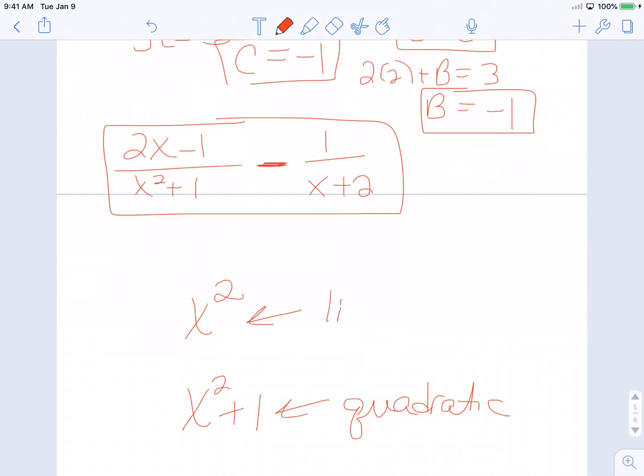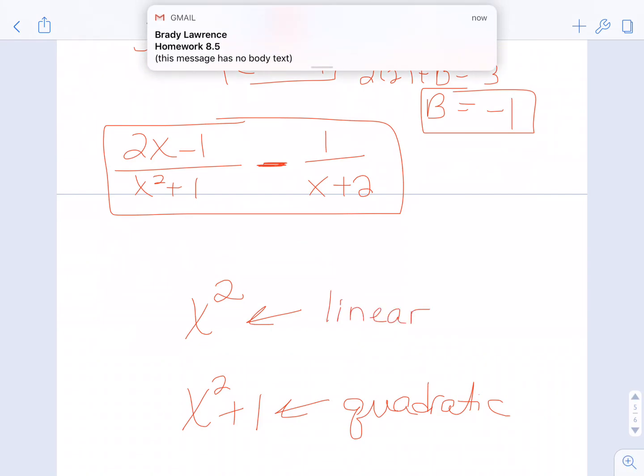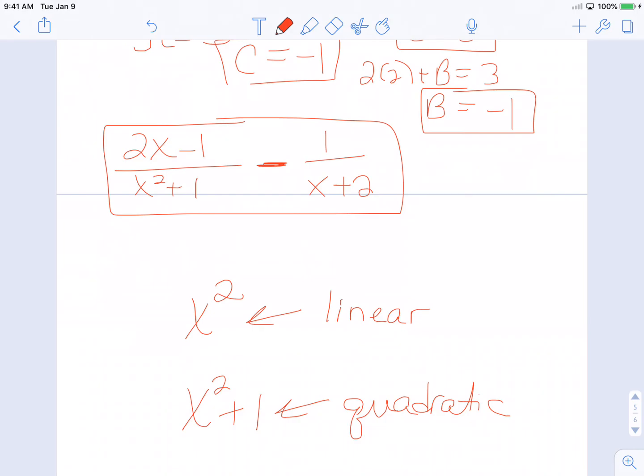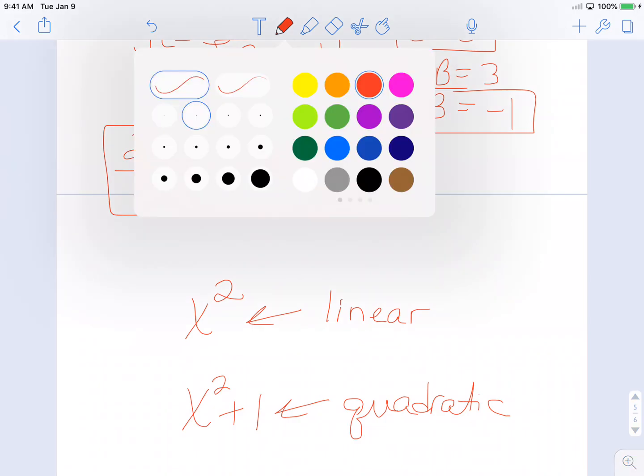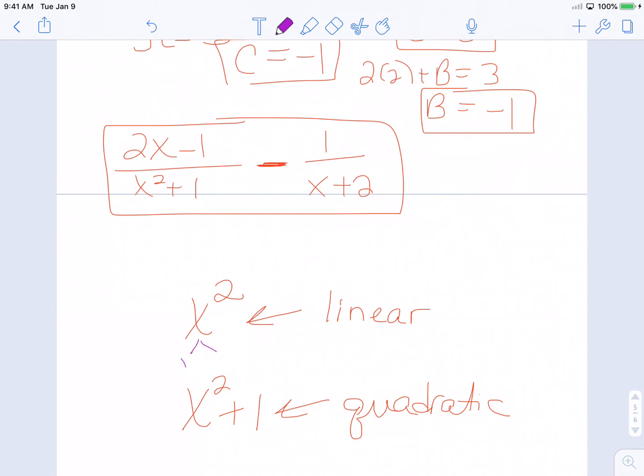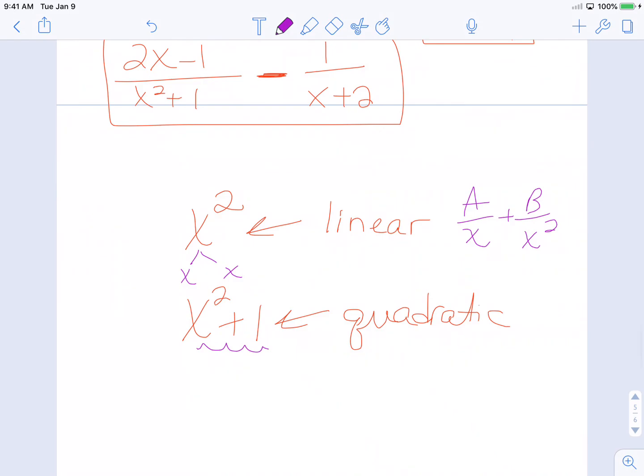The first one is actually considered linear, even though for the last 3 years you thought of it as being quadratic. The reason it's actually linear is because you could break that down as x times x, and both pieces of that are linear, whereas the x squared plus 1 cannot be broken down any further. So when it's linear, you would have an a over x and a b over x squared. When it's quadratic, you have ax plus b over the x squared plus 1. That would be the difference between the two denominators.